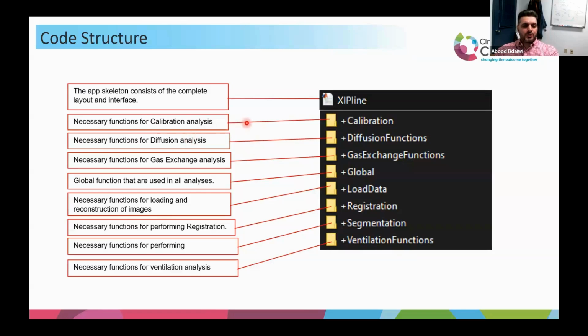So, code structure. All the skeleton and the GUI side of things is under the XIPline app file. And then the rest of the code is divided into modules or classes in each folder for each analysis type or analysis step, like loading data, registration, and segmentation, and so on.